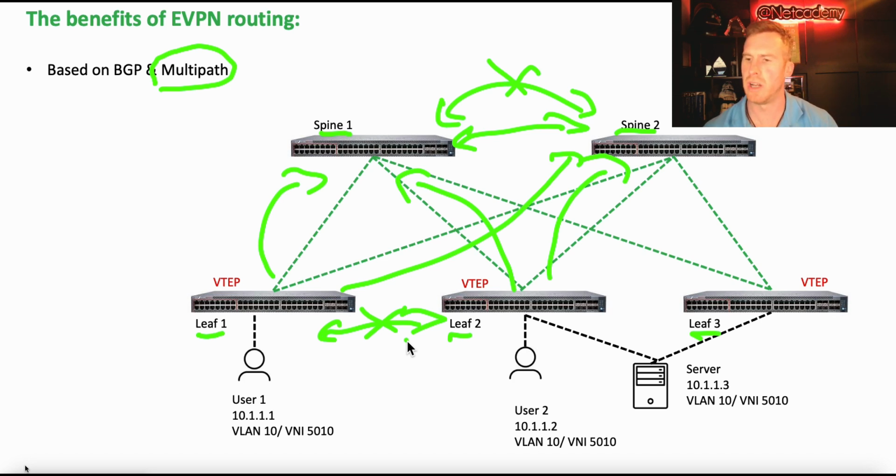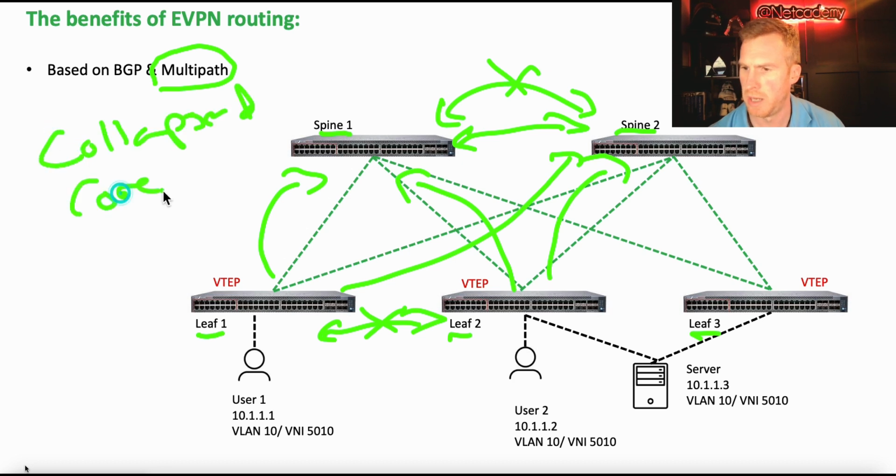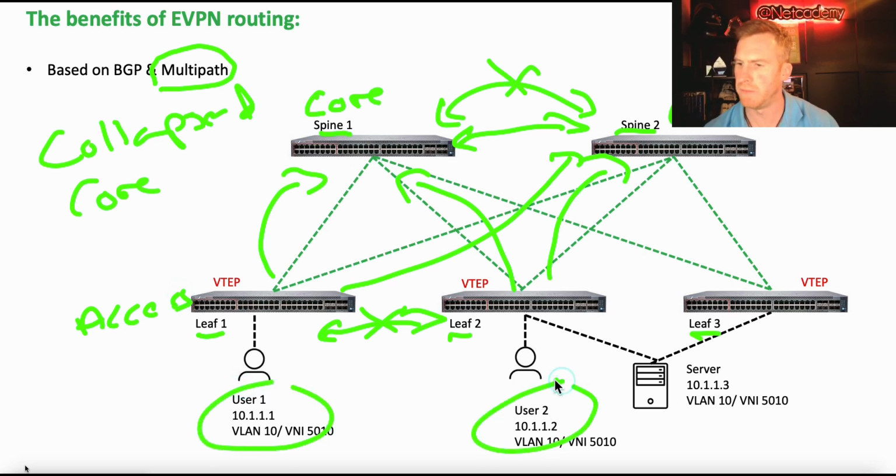And this kind of looks like a collapsed core, doesn't it? In the collapsed core world, we wouldn't be talking about spines and leaves because that's more data center terminology. But here we would actually have that core, the distribution layer. And down at the bottom, we would obviously have the access layer itself, which is where those switches are really giving access to all these users and all these VLANs. And the core is where you do that layer 3 routing, the handoff basically.